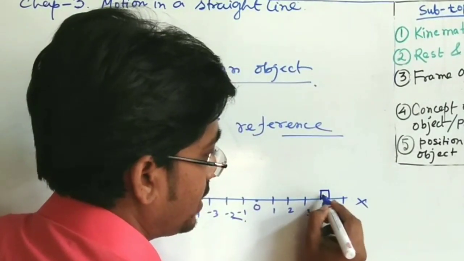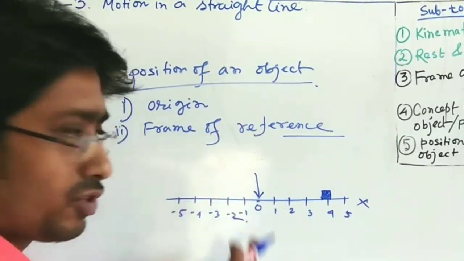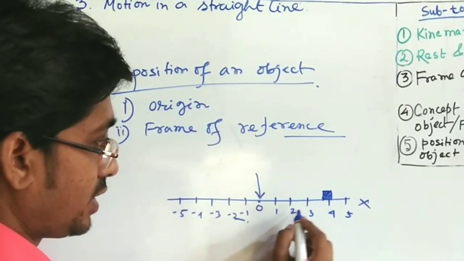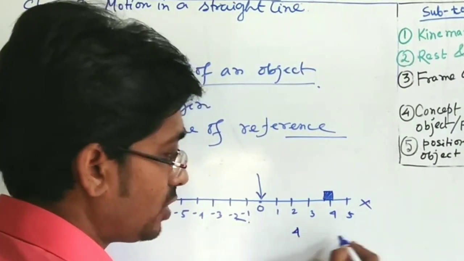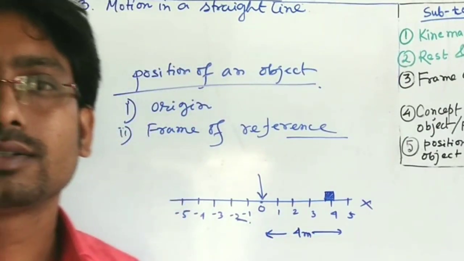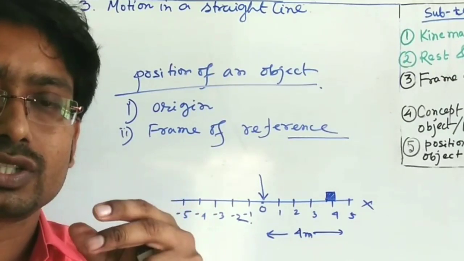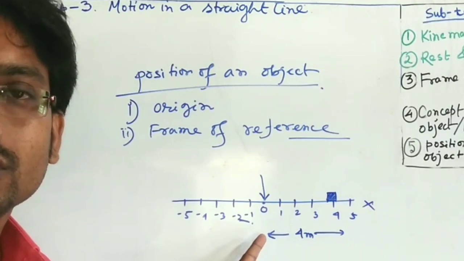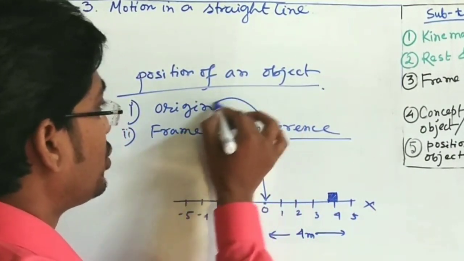Suppose an object is situated here, then how will you locate the object? We'll start from the origin. Then we'll say it is 4 units apart in the positive direction. So what is the distance? 4 unit distance. Suppose in the SI system it will be meter, so 4 meter from the origin. But first of all, what have we considered? We have considered a reference point from where we give the description. That is the origin.